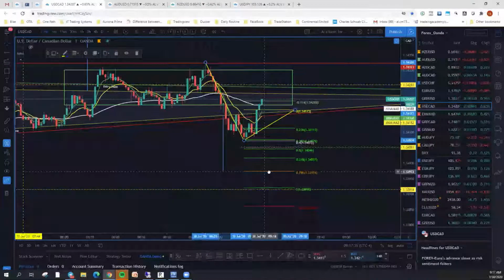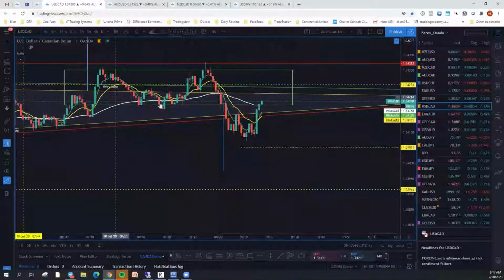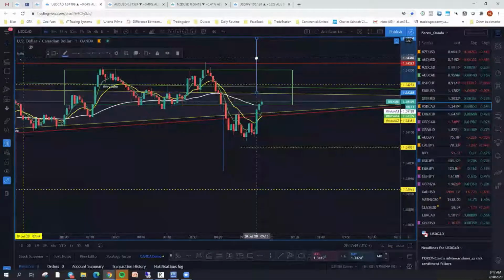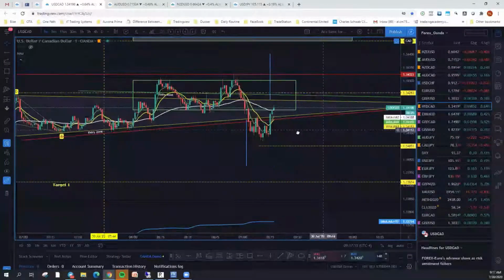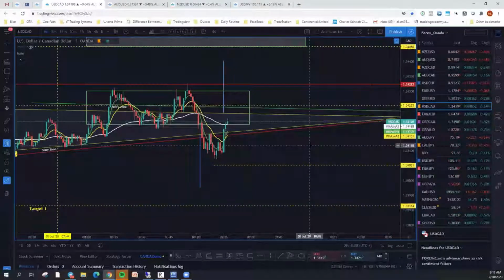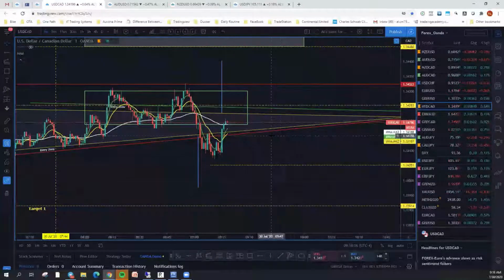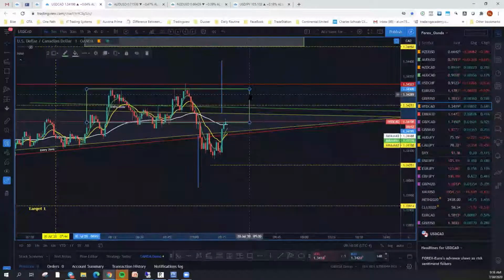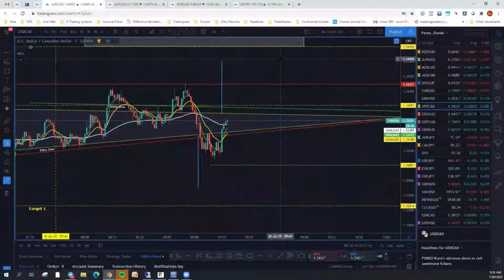But right now it's coming back into the box. Coming back in to retest the upper part of the trend. You can see the wedge is getting tighter and tighter. I'll take our box away since it broke that. Now we're just looking to see if it's going to move to the upside.